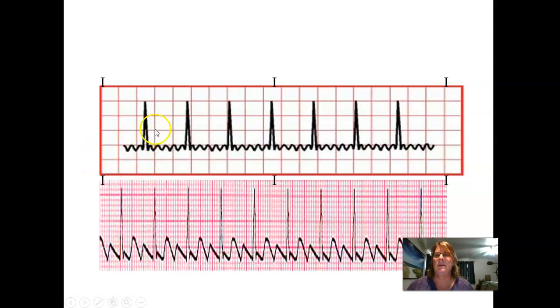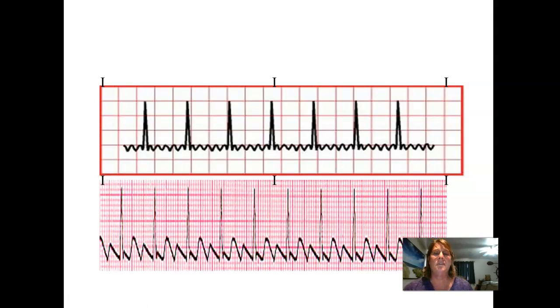So in this example here, I have a regular rhythm, QRS to QRS to QRS is regular. My rate is 1, 2, 3, 4, 5, 6, 7. So a rate is 70. I see that I have more than one P wave than I do QRSs.